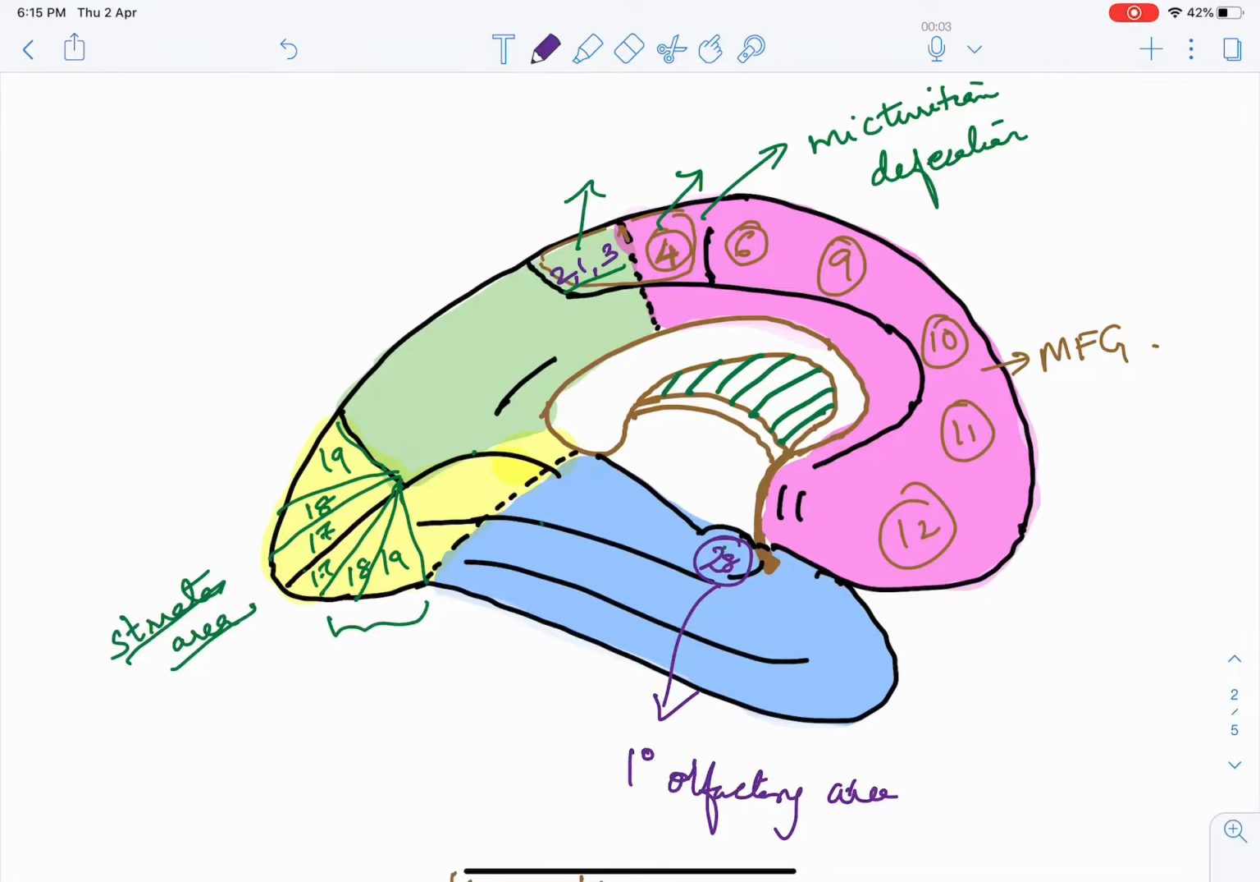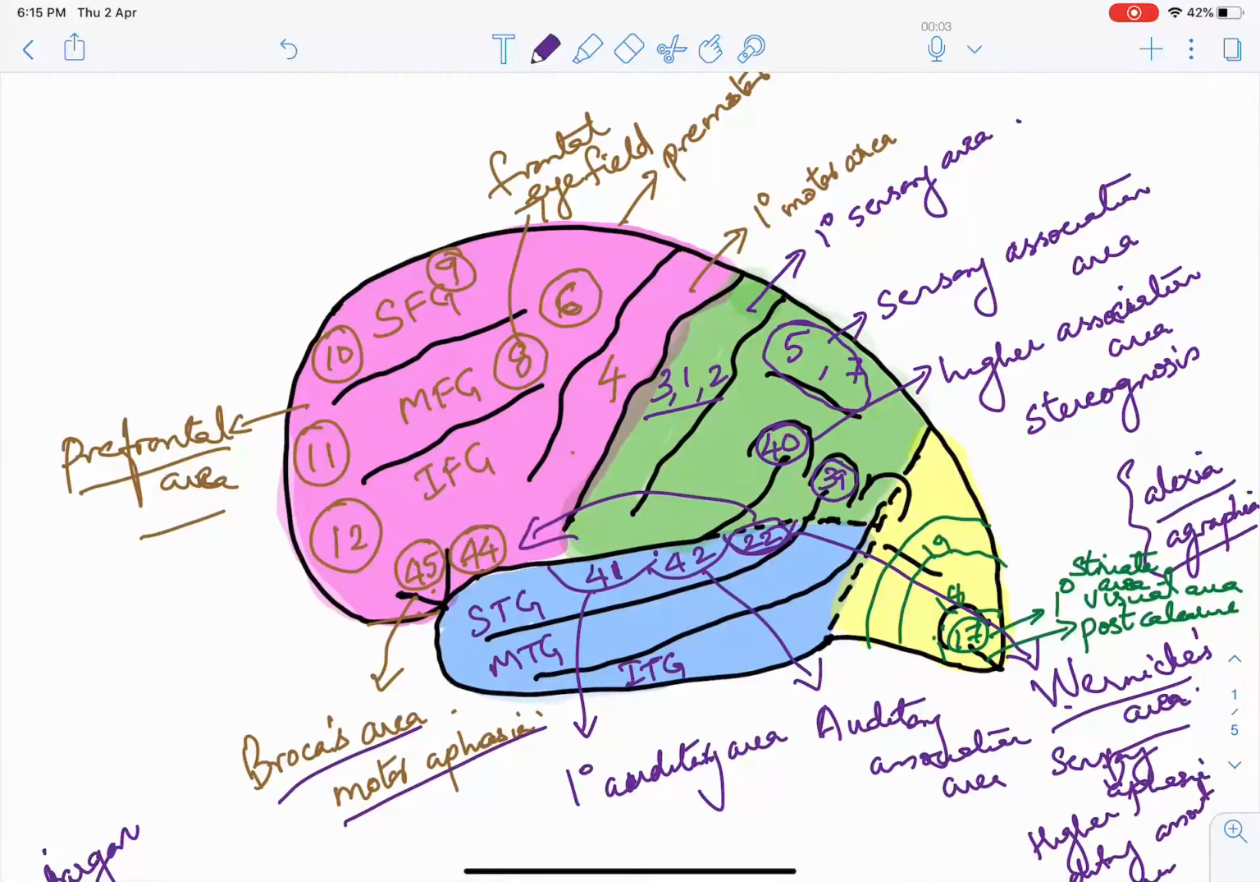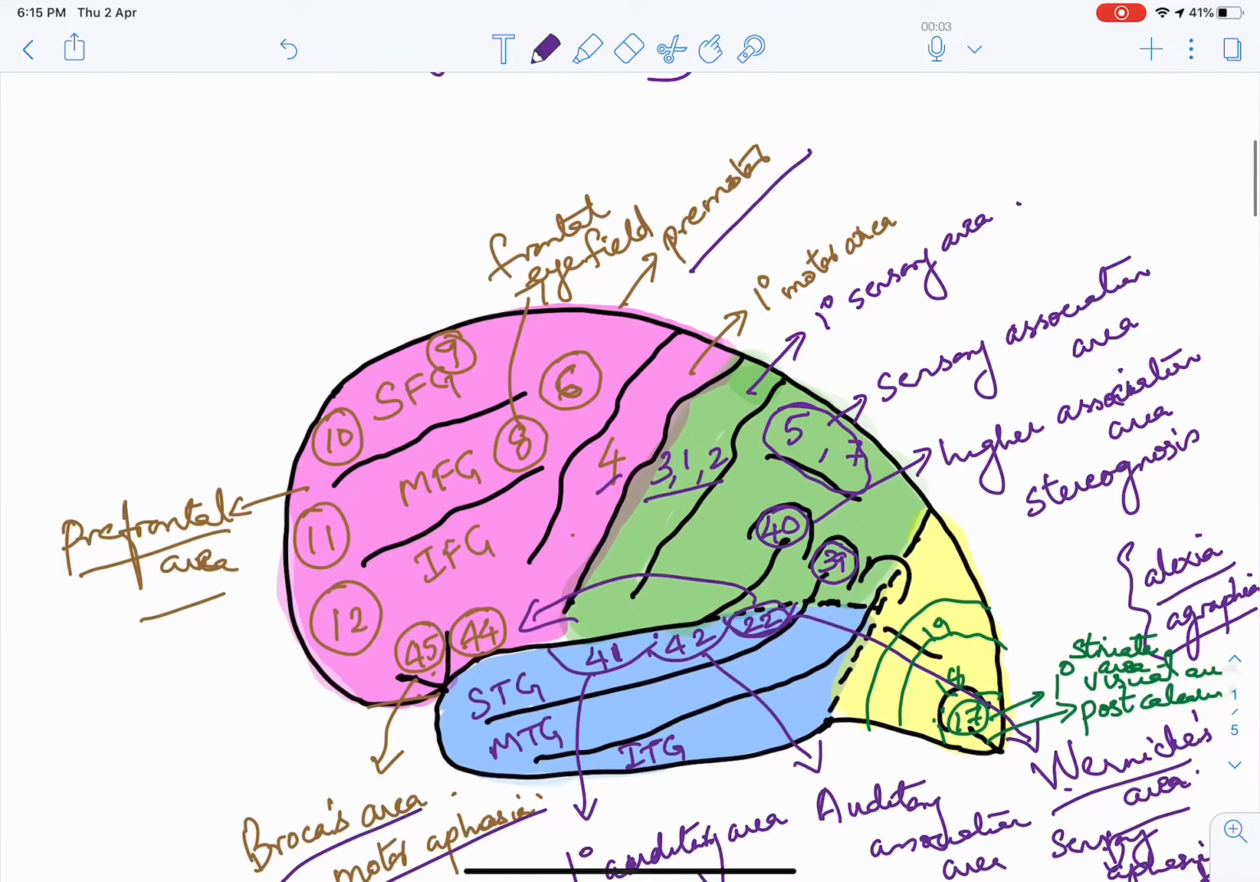So coming back, we'll just revise quickly. In the frontal lobe, we have Brodmann's area number 4, that is the primary motor area. Area number 6, that is the premotor area, that is in the posterior part of the superior, middle and inferior frontal gyrus. We have the frontal eye field, just in front of the premotor area in the posterior part of the middle frontal gyrus. We have area number 8, that is the frontal eye field, that controls horizontal conjugate eye movements.